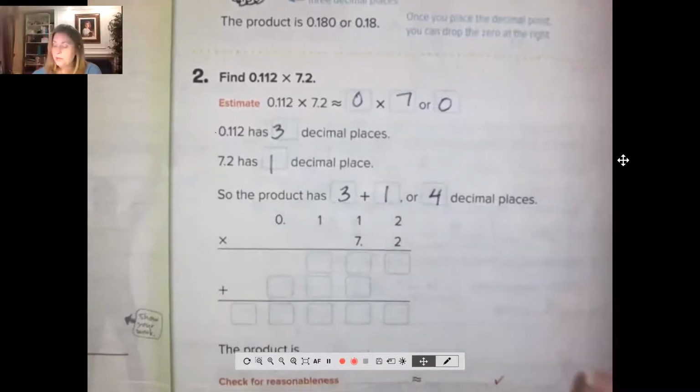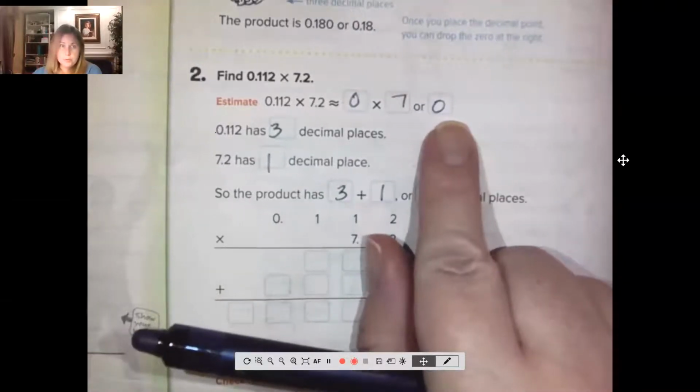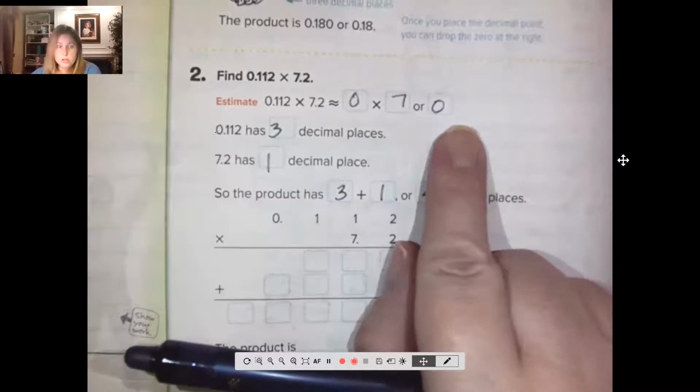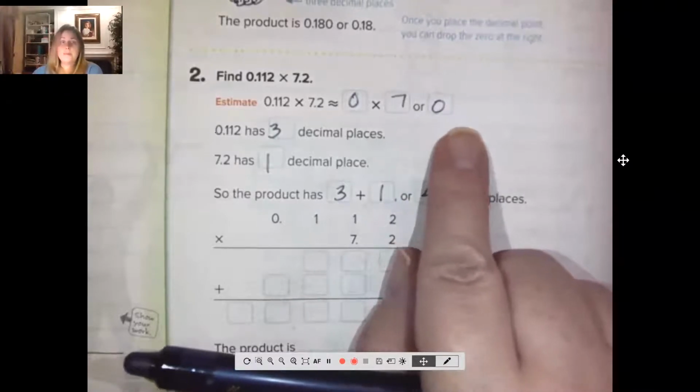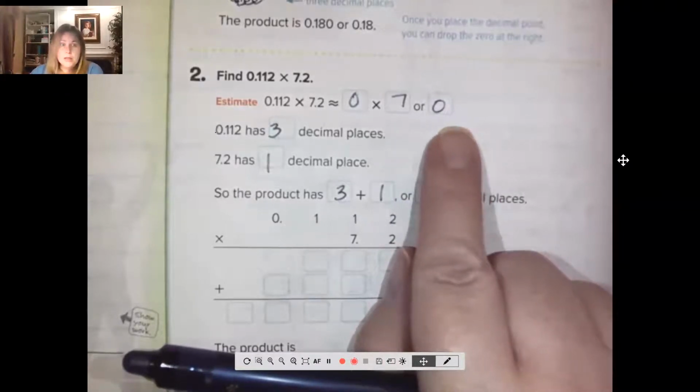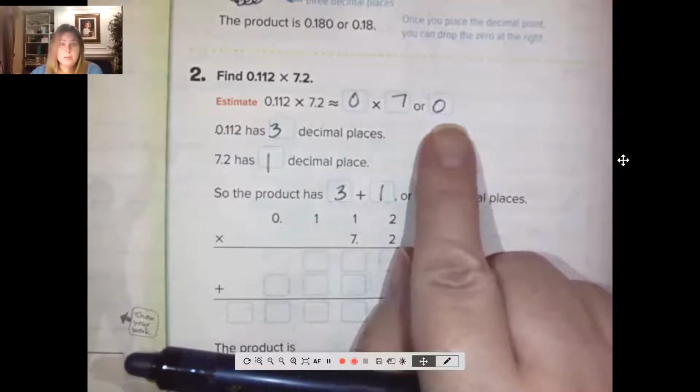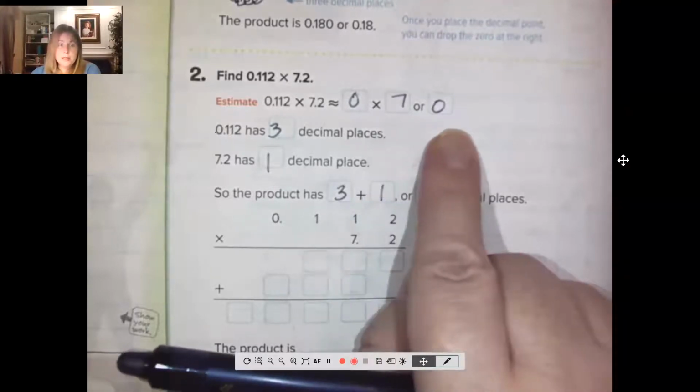So we can go ahead and multiply and know that our answer should be very close to 0. So definitely between 0 and 1. So if I get an answer of like 10 or 11, then I know my decimal is in the wrong place. That's why we do the estimation. It helps us to know that our decimal is in the correct place.